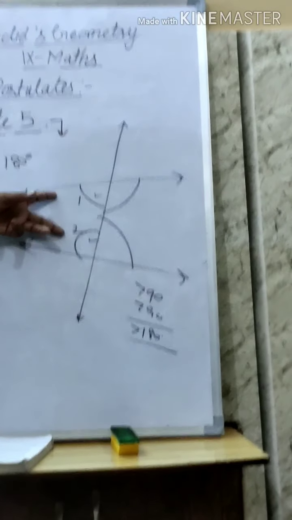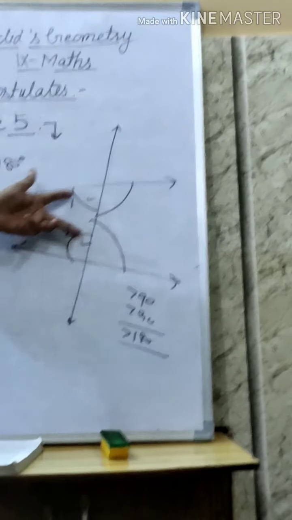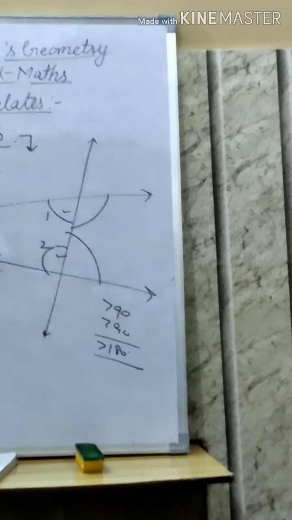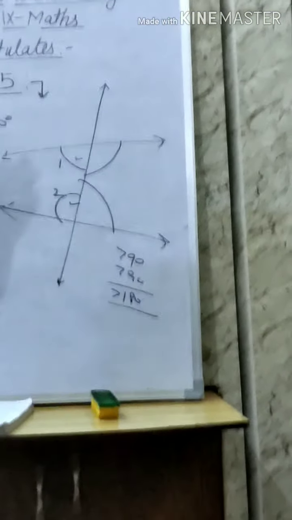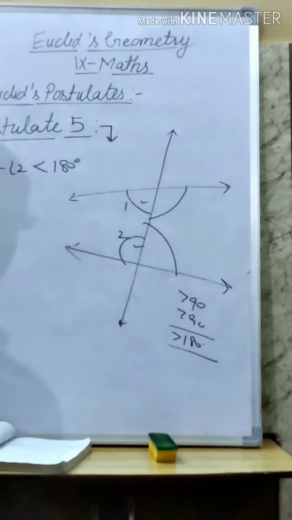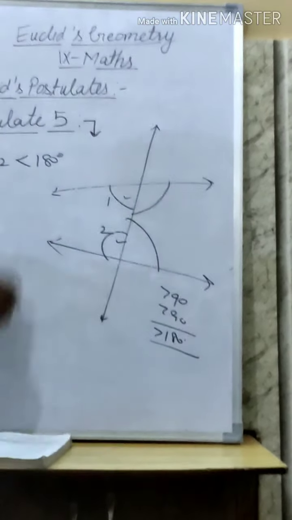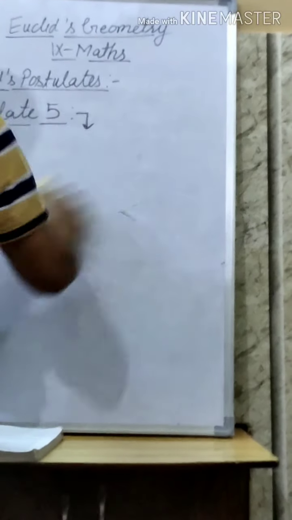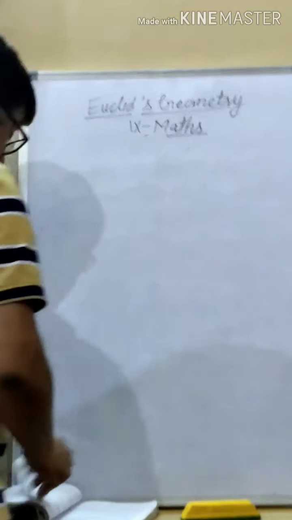So, the fifth postulate, I think, is very clear. If two lines are intersected by a transversal, then the lines will intersect on which side? On that side where the sum of the two interior angles is less than 180, meaning less than two right angles. Clear? So, my dear students, first you have to read the chapter, all the postulates and all the axioms.